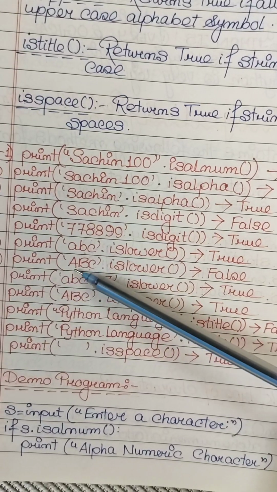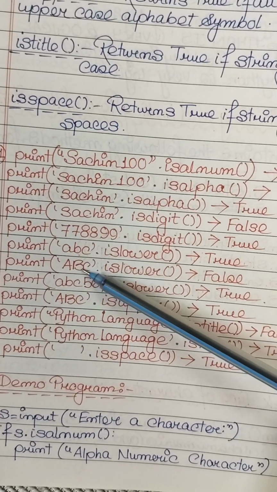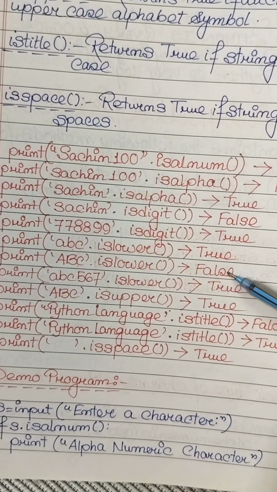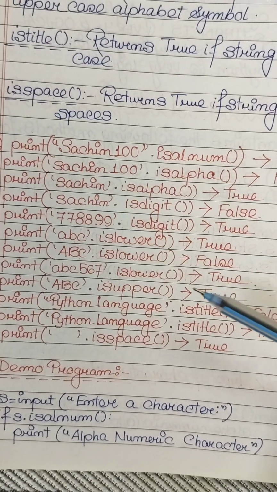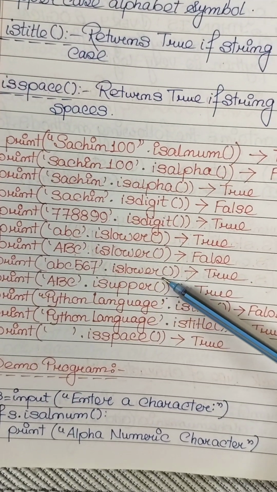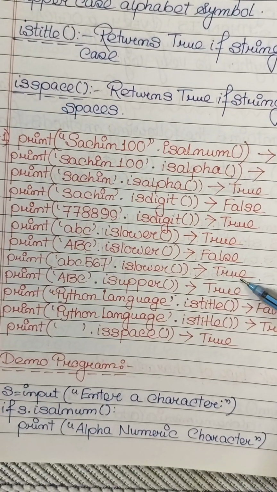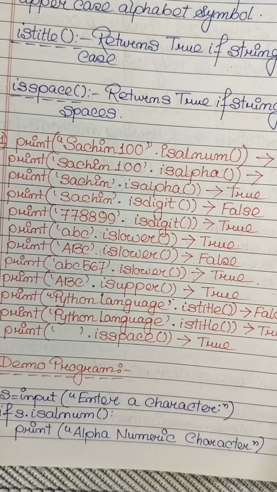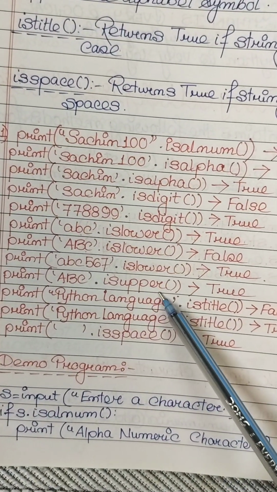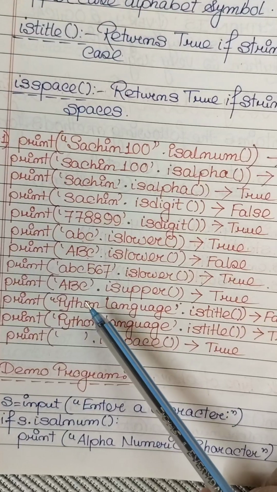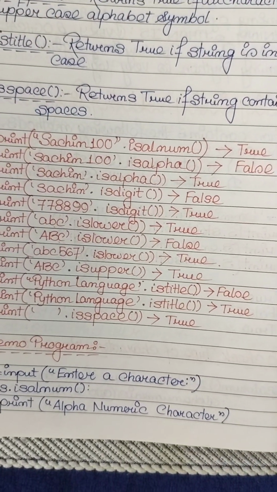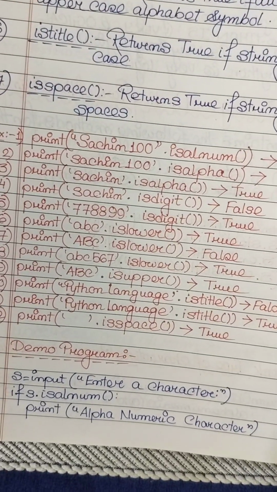Now print "ABC".islower(). ABC is a string where A, B and C are all capital letters or uppercase, so it will return false. Print "abc567".islower(). Yes, it is true because abc is in lowercase. Print "ABC".isupper(). Yes, all the characters of the string are in uppercase, so it will return true.